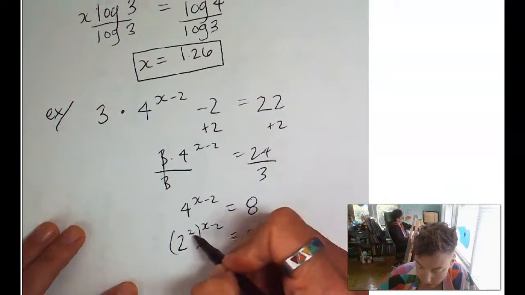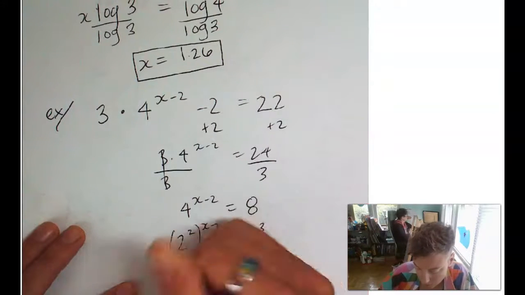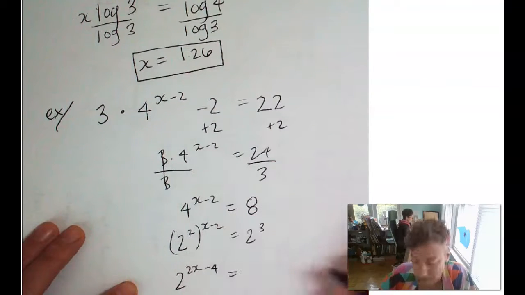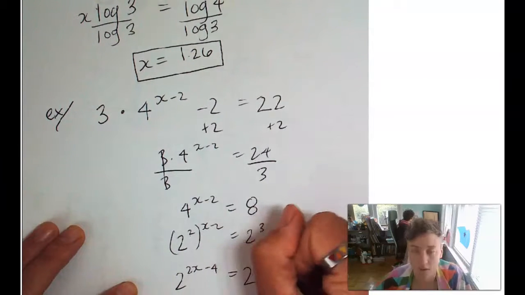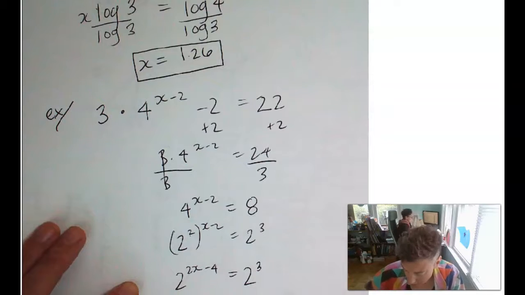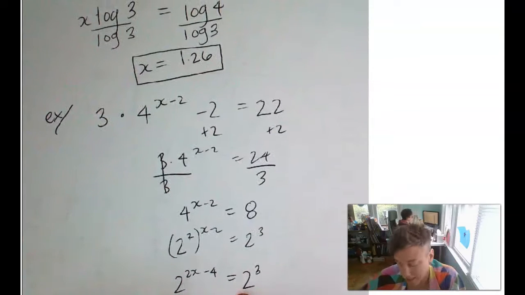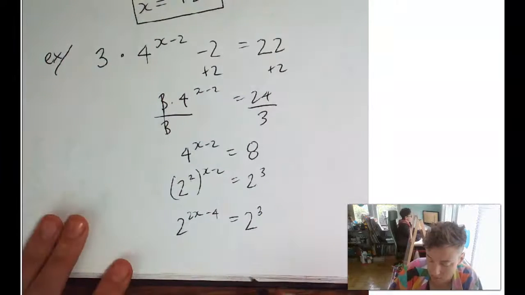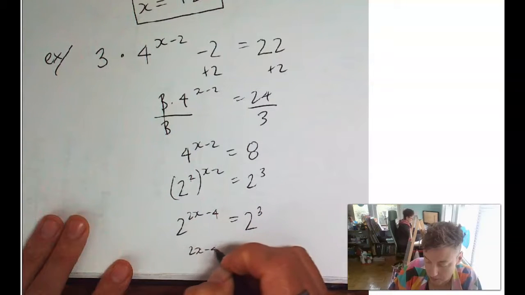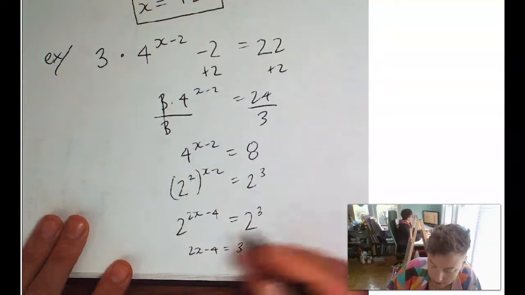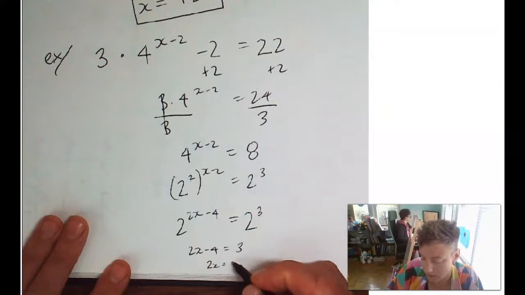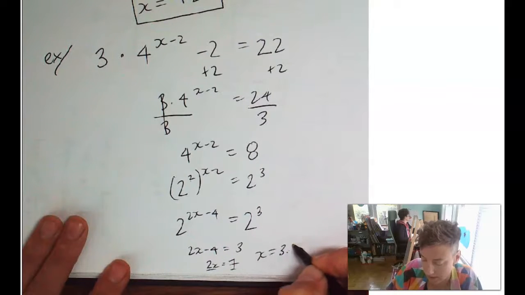Now we know that when we have an exponent to an exponent, we multiply. So this is 2 to the 2x minus 4 equals 2 to the third power. These bases are the same, which means these exponents must be equal to each other. So we set 2x minus 4 equals 3 and solve for x. We get 2x equals 3 plus 4, which is 7, divide by 2. So x equals 3.5.